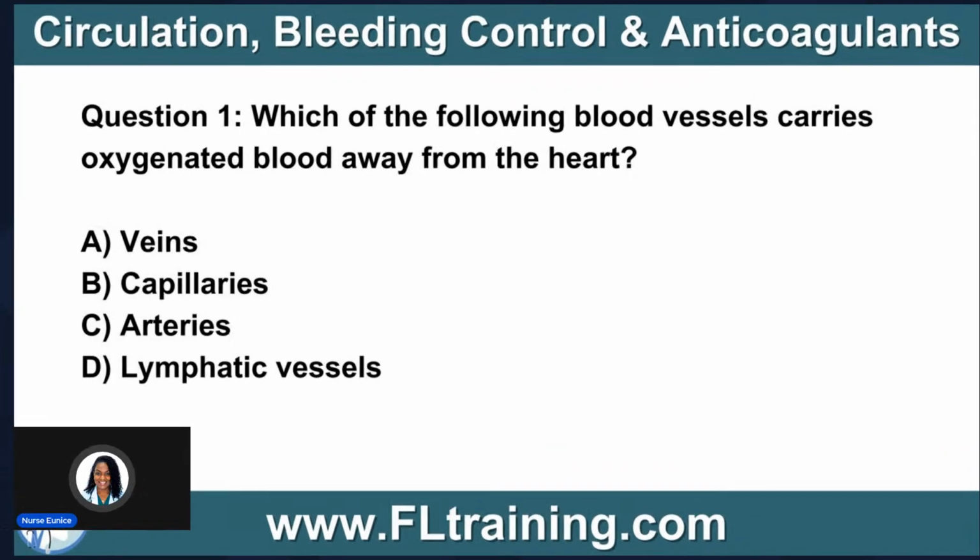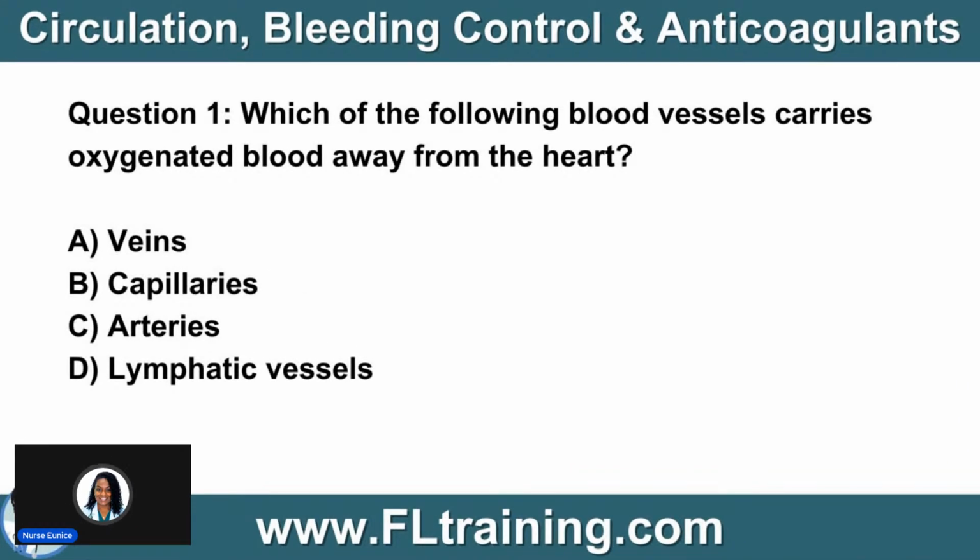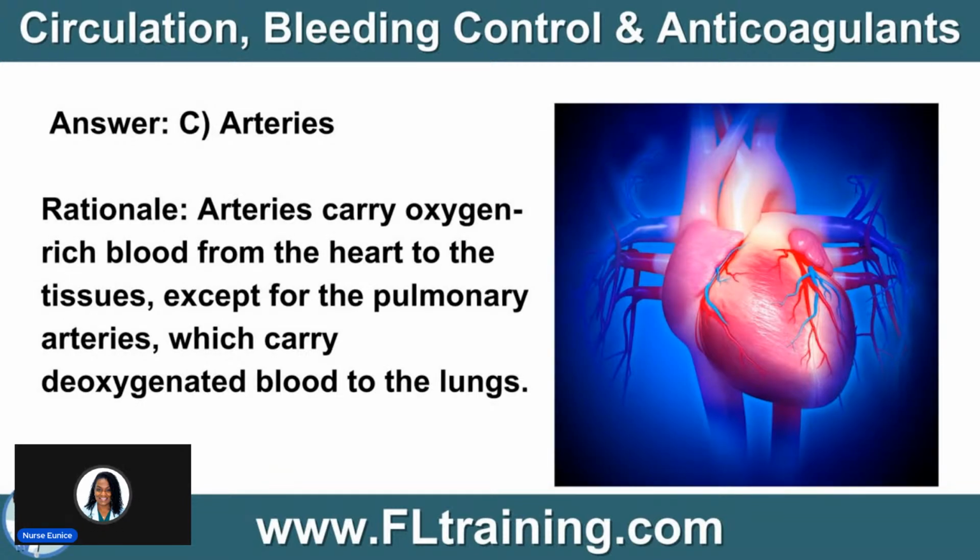So, question number 1. Which of the following blood vessels carries oxygenated blood away from the heart? Is it A, veins, B, capillaries, C, arteries, or D, lymphatic vessels? Which blood vessels carry oxygenated blood away from the heart? Revealing the answer in 3, 2, and if you chose arteries, you are correct. So arteries carry oxygen-rich blood from the heart to the tissues, except for the pulmonary arteries, which do the opposite. They carry deoxygenated blood.